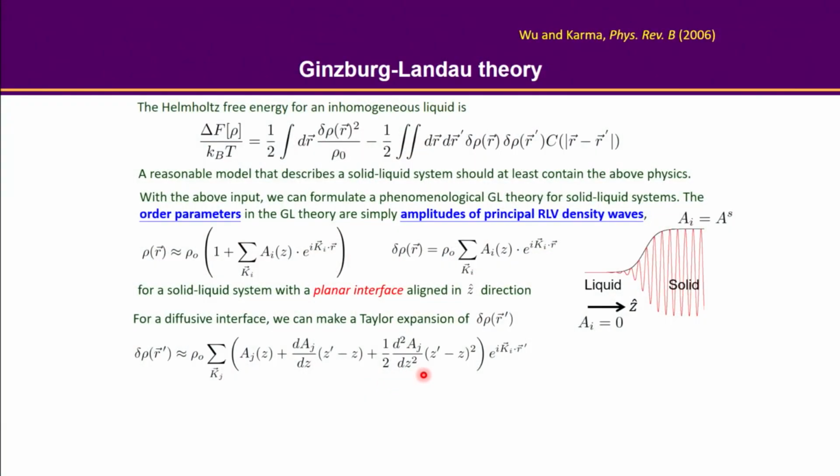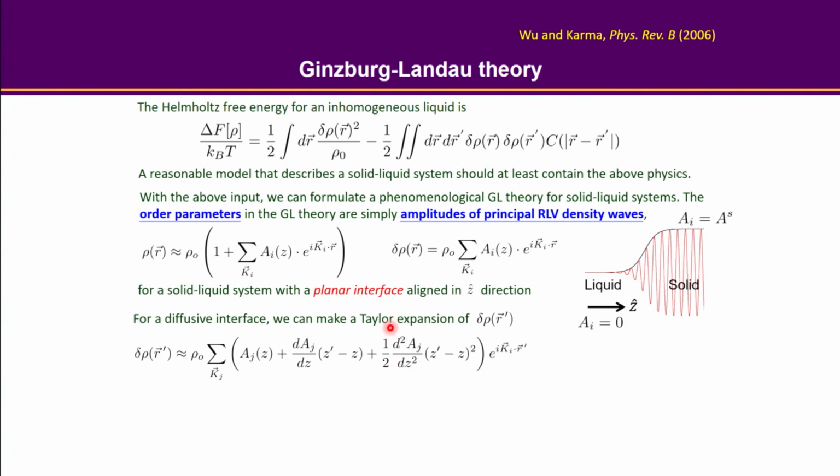The reason we require that the interface has to be diffusive, in order to truncate that Taylor expansion to the second order, is the dA over dz, which means the slope, right? How fast the shape is changing over the z direction. If that envelope or amplitude is changing very slowly over space, the higher-order derivatives will vanish quickly, right?